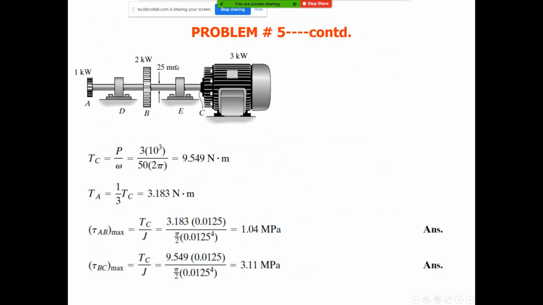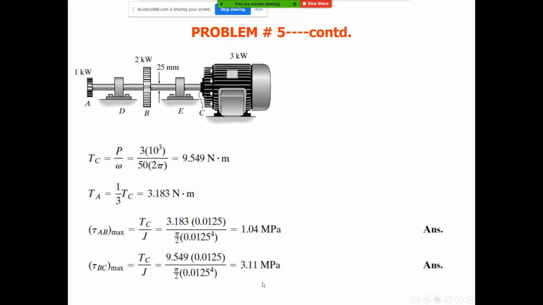So if you take this side, it will be 9 point something. The torque at point A will be 1/3, because here it is 3 and this is 1. Instead of recalculating from this formula, just divide it by 3 and you will get TC, right? Because this is the same shaft, same revolution, same frequency, so you can get it easily. So the shear stress at EB is calculated from this torque multiplied by C, which is the radius, divided by G, which is calculated like that. You will get it like that.